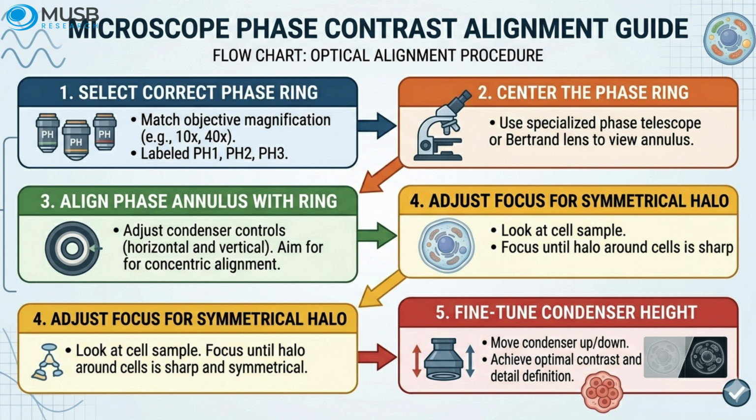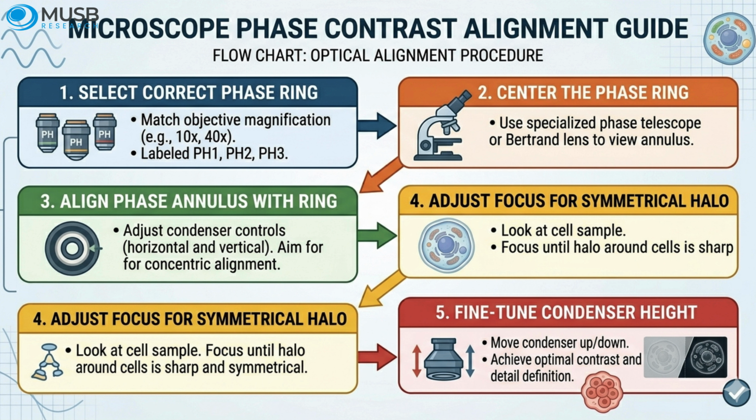Setting up phase contrast correctly. 1. Select the correct phase ring for your objective magnification, typically labeled pH1, pH2, pH3. 2. Center the phase ring using the phase telescope or Bertrand lens. 3. Align the phase annulus, in the condenser, with the phase ring, in the objective. 4. Adjust focus until the halo effect around cells is symmetrical and sharp. 5. Fine-tune the condenser height for optimal contrast.